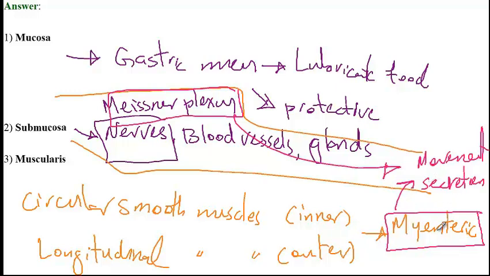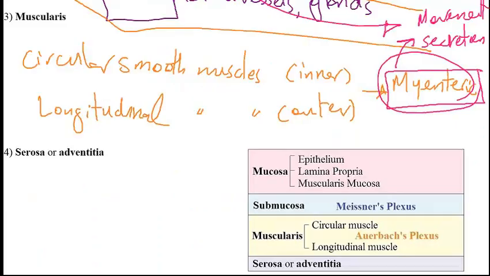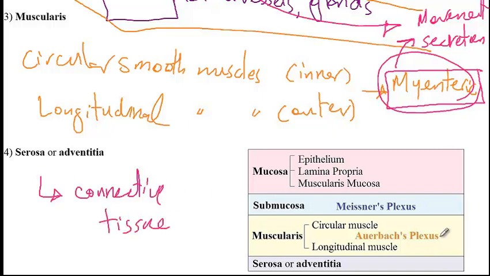So basically there is a local control of movements or secretions in the digestive tract with the help of these enteric plexuses, more specifically the Meissner plexus and the myenteric plexus. And then finally we have the serosa or adventitia, which consists of a layer of connective tissue. And basically this table summarizes all the findings.